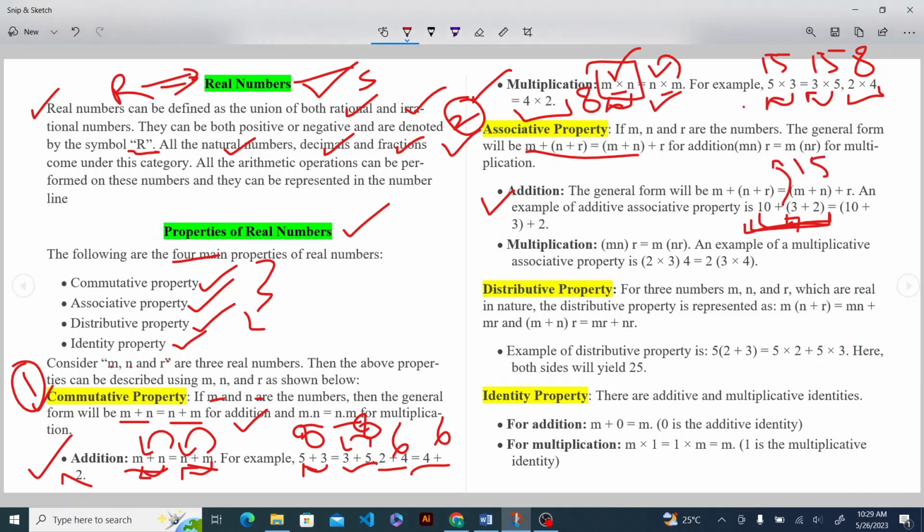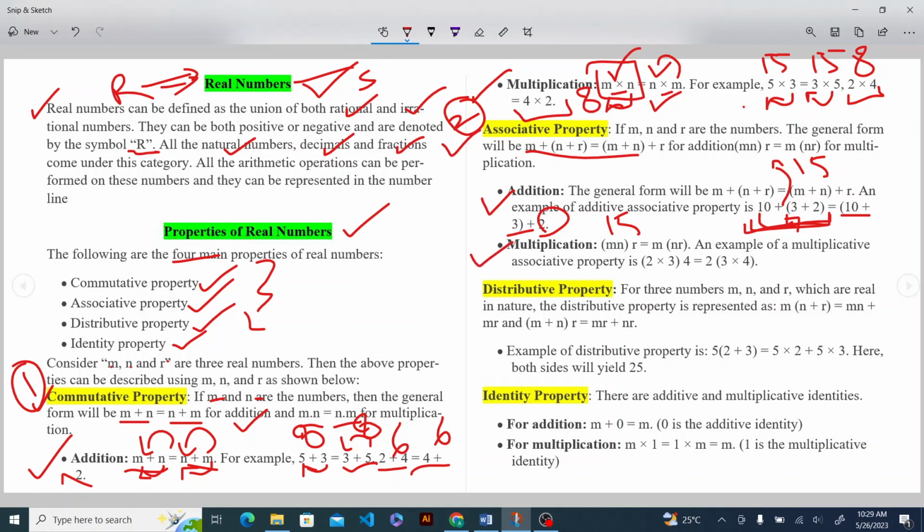And then on the right side, what is done? First means 10 and 3. The first and second value are summed up, and then the third value is added to that. 10 plus 3 is 13, and then plus 2 is 15. So both on the left and the right side are producing the same sum, that is 15. So this is the associative property for addition.